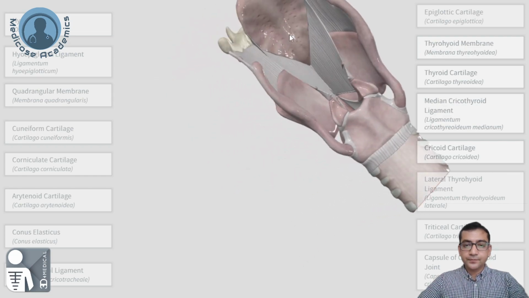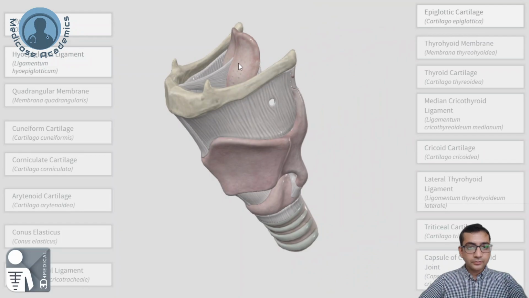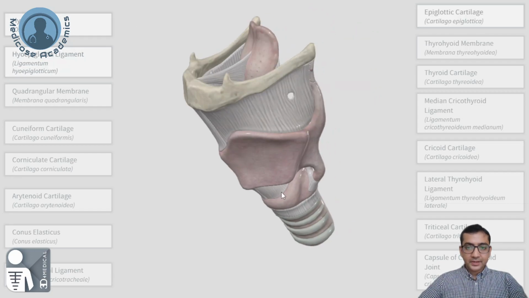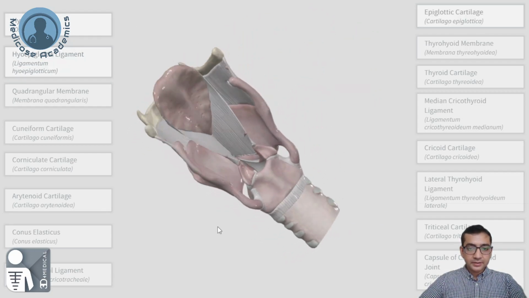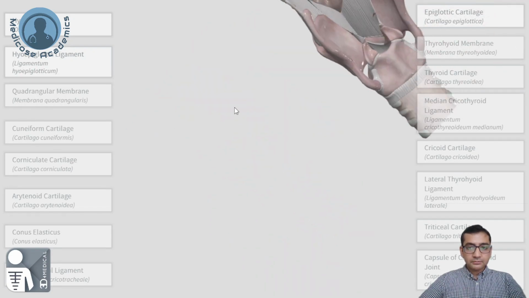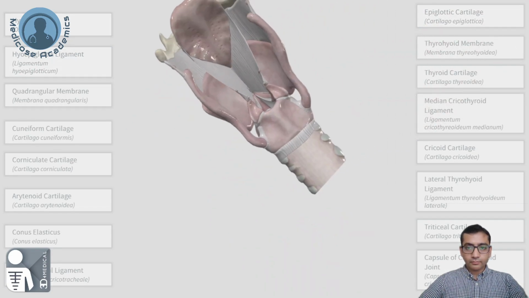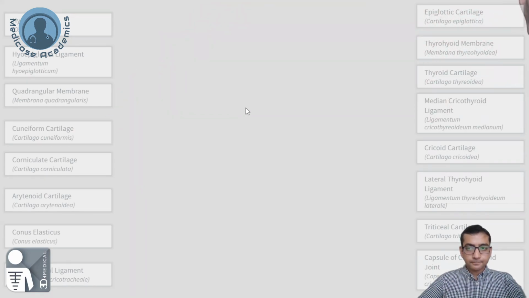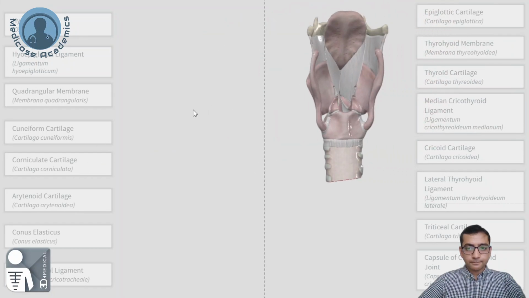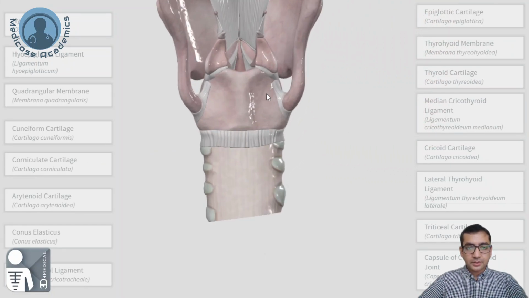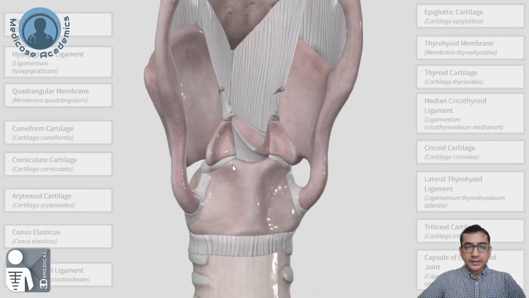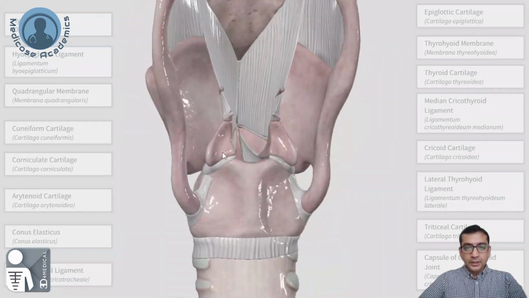And then we have this epiglottis. These are the three cartilages that are unpaired. Then let's look at the paired cartilages. Okay, let us look at here. So there are three pairs of cartilages. You can all see three of them here.